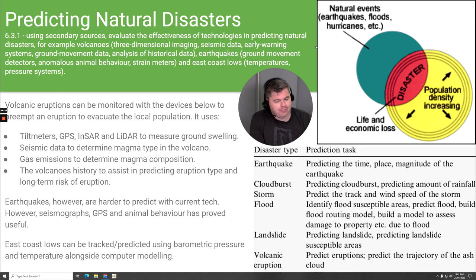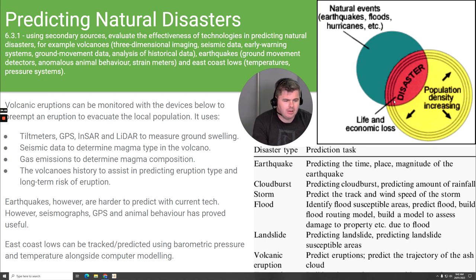Now, with the disaster types here, the prediction task, we have to look at different aspects in order to determine whether or not that event is happening. For instance, with an earthquake, we have to predict the time, place, and magnitude. But with a cloud burst, we have to predict the cloud burst and the amount of rainfall that's going to occur. A landslide, we have to predict the landslide susceptible areas and whether or not that thing is going to occur.